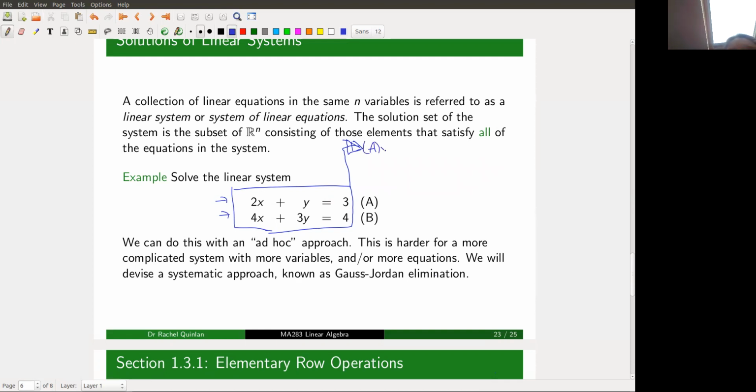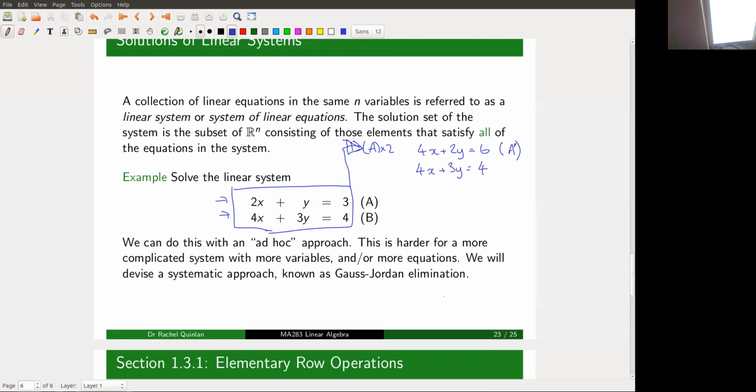So if we take equation A and multiply it by 2, then we get the equation 4x plus 2y equals 6. Which is not the same equation as equation A, as it has different coefficients, but it has the same set of solutions as equation A, because if 2x plus y equals 3 for some pair of numbers x and y, then 4x plus 2y equals 6 and vice versa. So this equation, let's call it A dash, is equivalent to equation A in the sense that they have the same solutions. And let's write down equation B as well, 4x plus 3y equals 4.